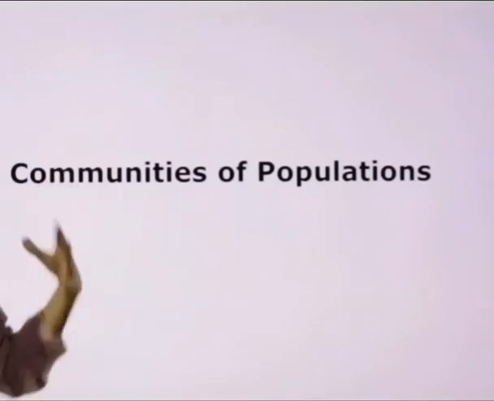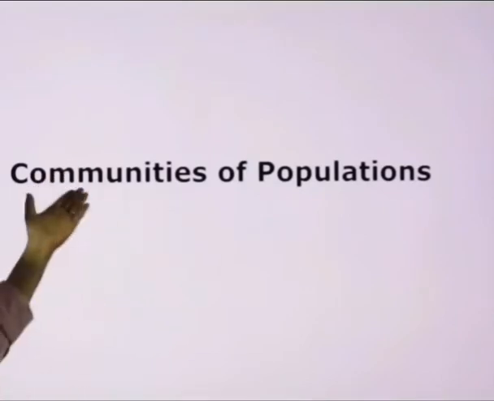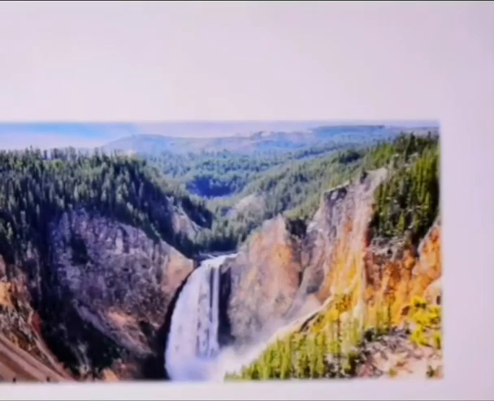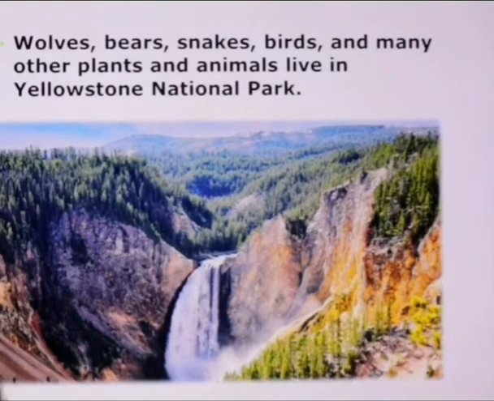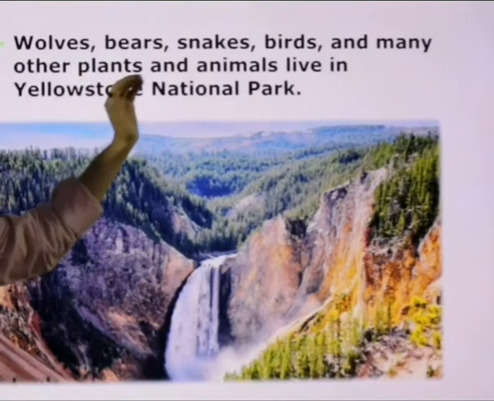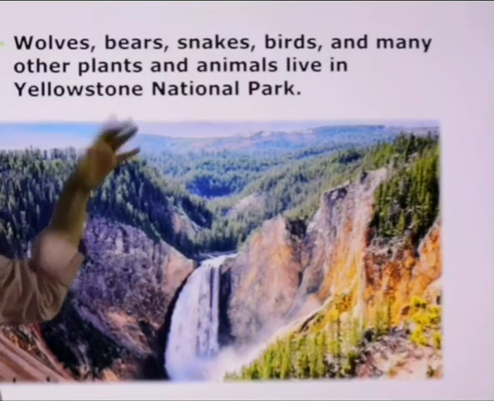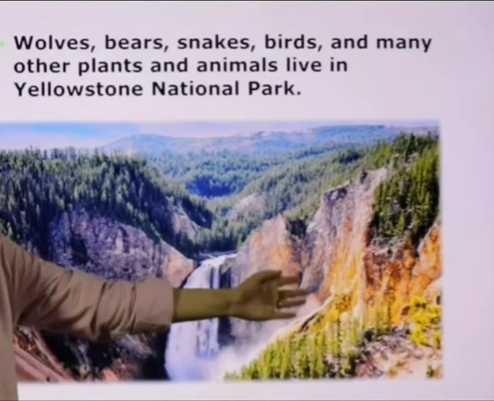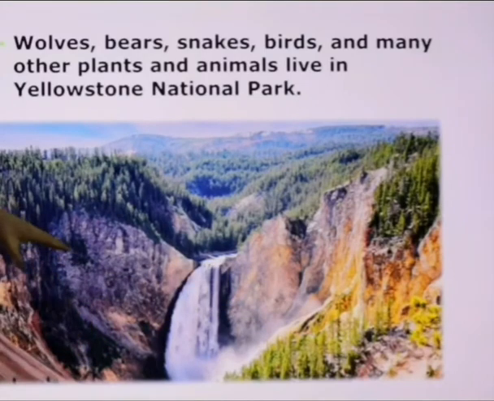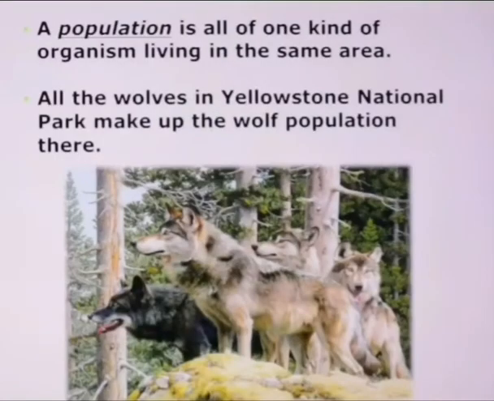Communities of populations. Let's dig deeper into ecosystems and learn what communities and populations are. Let's look at this park. This is called Yellowstone National Park in the United States of America. In this national park, wolves, bears, snakes, birds, and many other plants and animals live. As you can see, forests of maybe pine trees, maybe cedar trees. You can see some other plants over here. And if you zoom into this picture, you will see different kinds of animals live there.